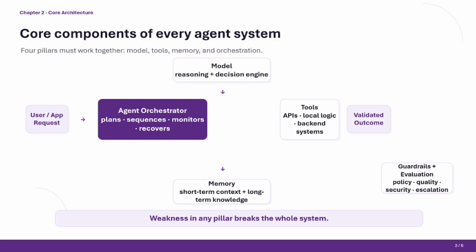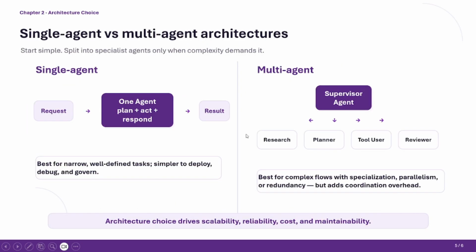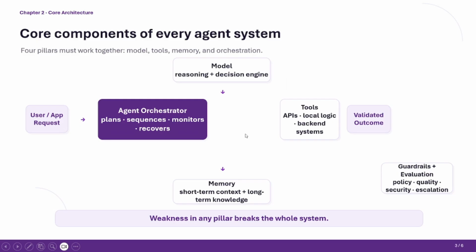So the architecture will start from user and app requests. The request may be, okay, cancel order. Then the brain of the agent, which is just like the orchestrator. Agent orchestrator is where the planning, sequence monitoring, recovery, and reasoning takes place. Okay, so that is the brain of the agent there. And then model reasoning plus decision engine is also connected to the orchestrator.